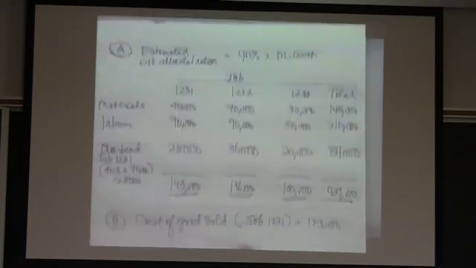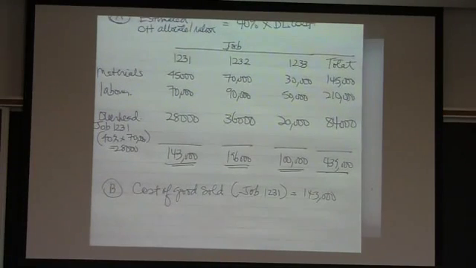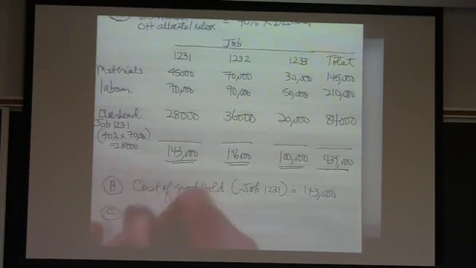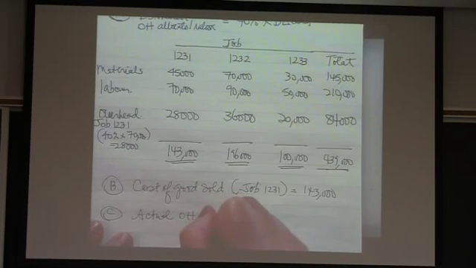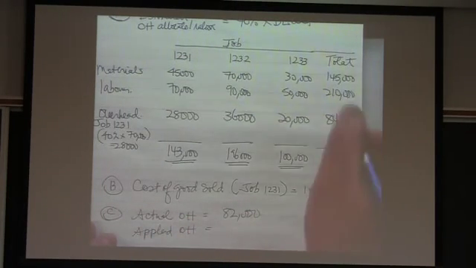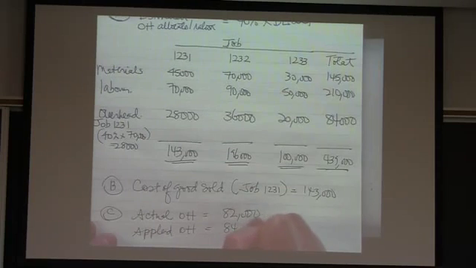That makes sense, right? Now, part C says calculate the amount of over and under applied. So the actual overhead we're told was 82,000. What we applied overhead is, in this case, 84,000. So we over applied.